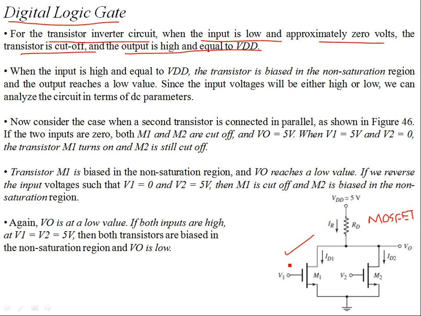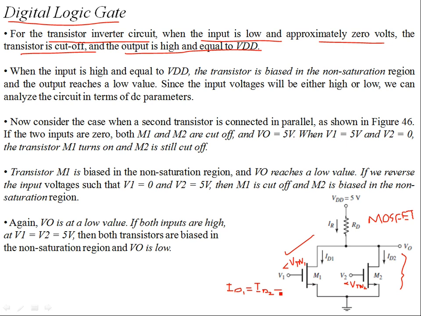So if both the input voltages are less than the threshold voltage, that is VTN1 for M1, and VTN2 for M2, then both the transistors are in cutoff. When they're in cutoff, there's no current. You don't have any ID1 or ID2 current. For this condition, ID1 is equal to ID2, which is equal to 0. So that means you have open circuits over here. The transistors are open.